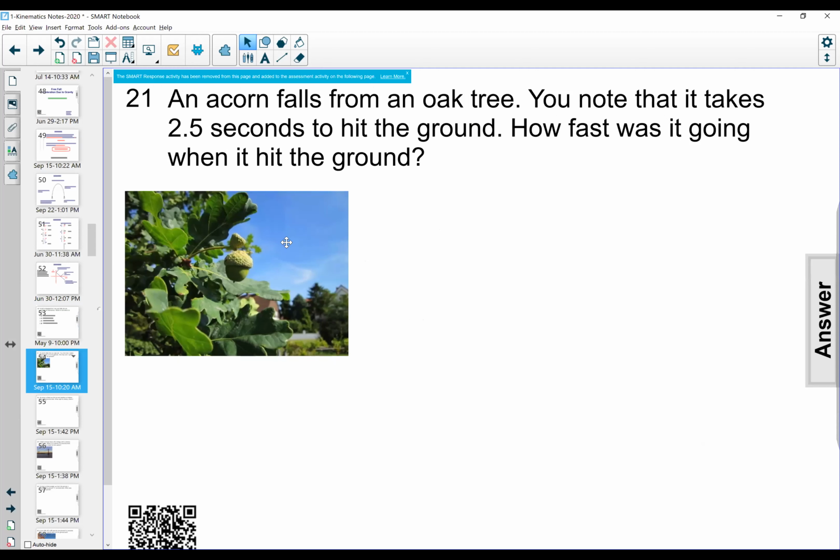All right. An acorn falls from an oak tree. You note that it takes 2.5 seconds to hit the ground. How fast was it going when it hit the ground? So not after it hit and stopped, but right as it started to make impact. What was its maximum speed? You probably want to use VVAT, that VF equals VO plus AT.